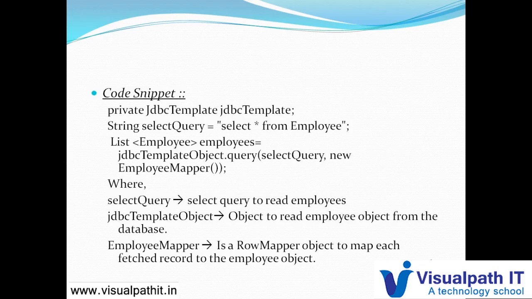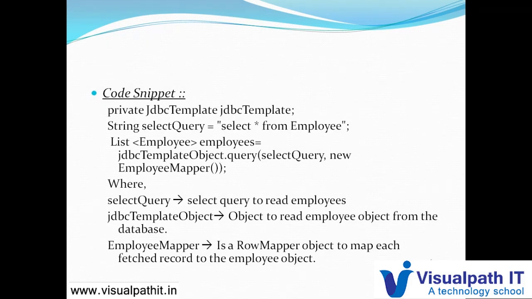List of Employee: we are listing the whole collection of the employees. JdbcTemplate object dot query, select query, new EmployeeMapper. Here what we are doing is, the select query is to select the employees, reading all the details of the employees. The JdbcTemplate object is the object to read the employee object. Next, EmployeeMapper is a RowMapper object to map each fetched record.